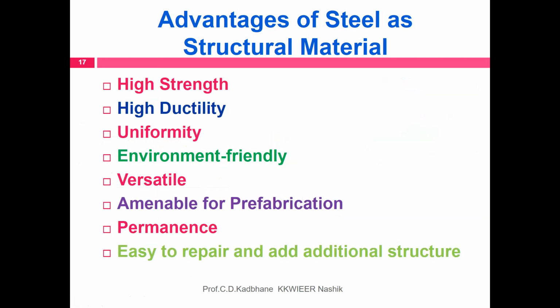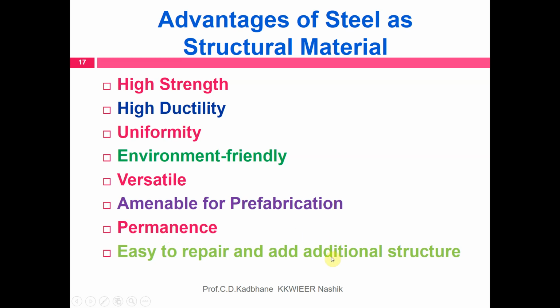Advantages of steel as a structural material. There are many advantages of structural materials, and number one is high strength, high ductility, uniformity, environment friendly. It's a versatile material, amenable for prefabrication. So these structural components can be prefabricated in a controlled environment in a factory and can be transported outside and erected. Permanence: they have good durability if they are maintained very well.